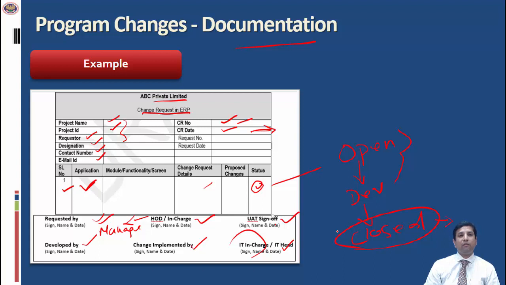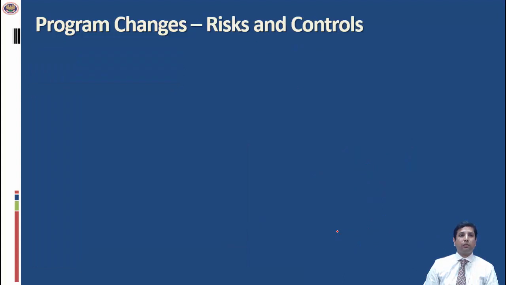So similarly, every company or every ERP will have its own type of change management system, and the way it is documented needs to be understood by us, and accordingly we can prepare our procedures to carry out the audit. Now let us look at some risks and controls within program changes.